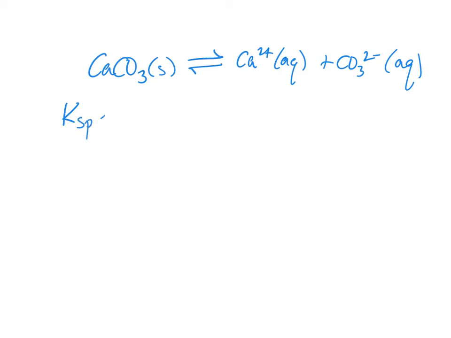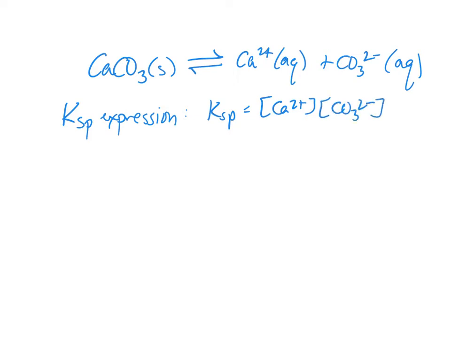So the Ksp expression would simply be that Ksp equals the molarity of Ca2+ times the molarity of CO3 2-. And you'll note there's no denominator here, because the calcium carbonate is a solid, and because it's a solid, we're going to leave it out. So it's not included as part of this whole thing. Again, when we talk about solubility product, it's just a product. There's no division that goes on here.